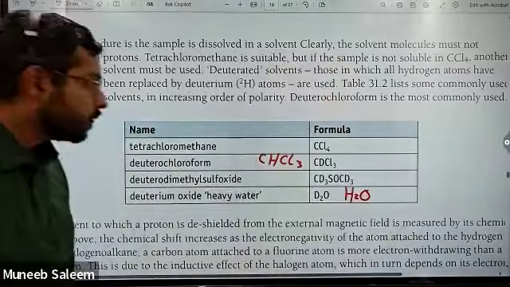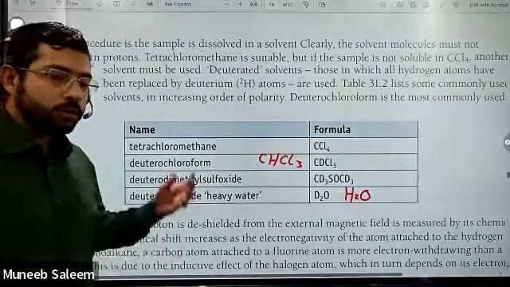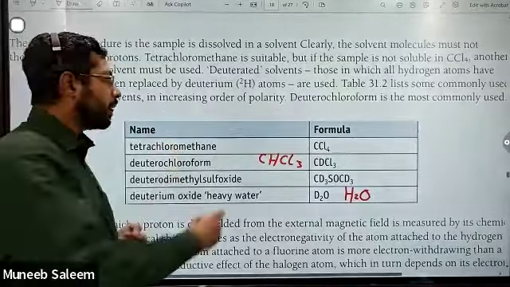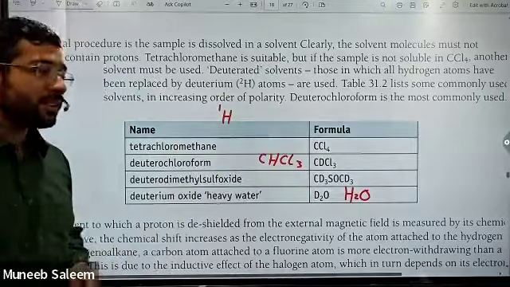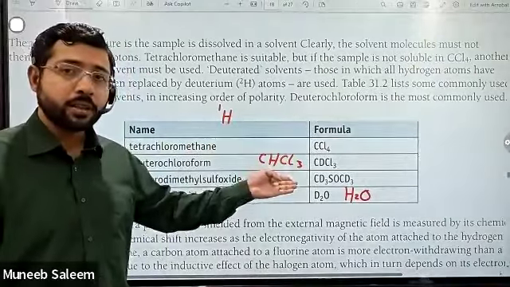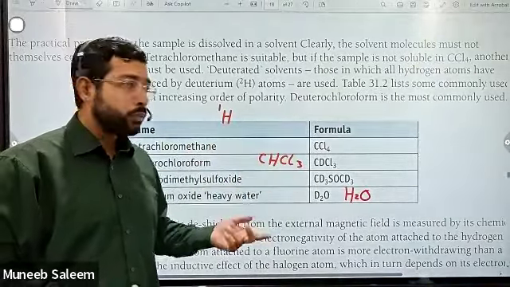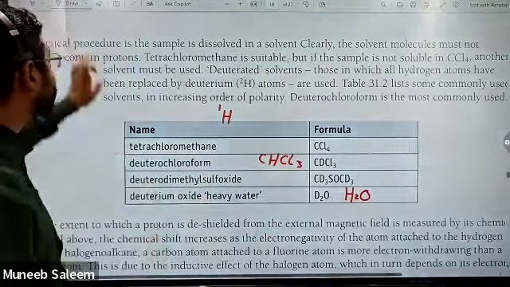So these are used in case of hydrogen NMR spectroscopy, because if we use the H1 isotope in these solvents, they will produce their own specific peaks in the spectrum, which we do not want. We want the peaks of only the sample which we are using in our experiment.